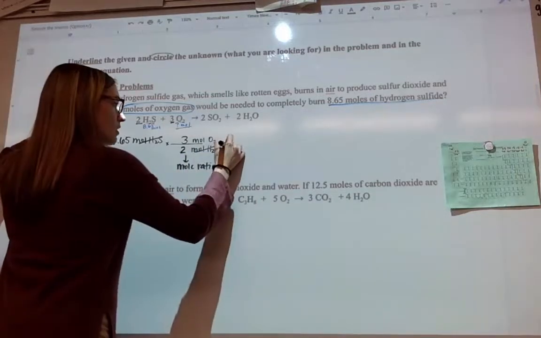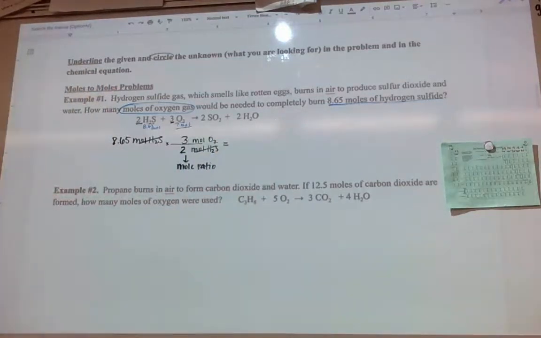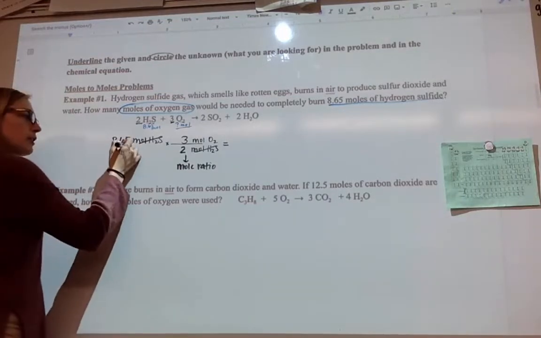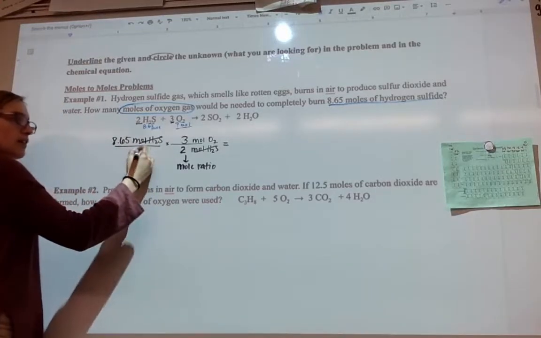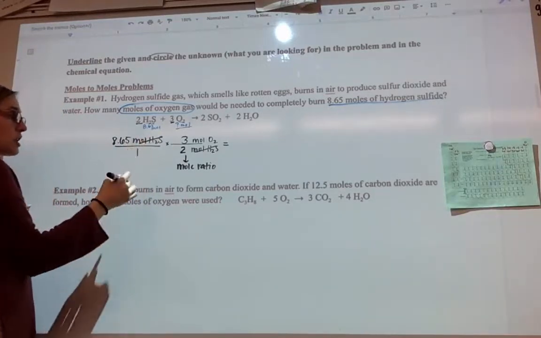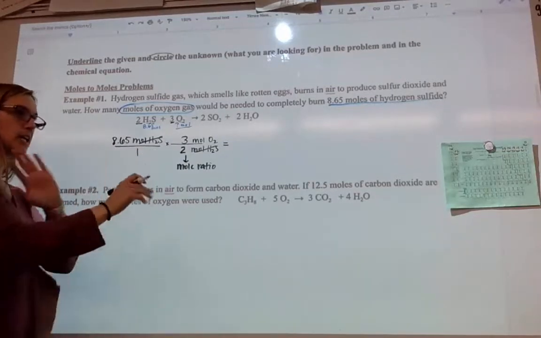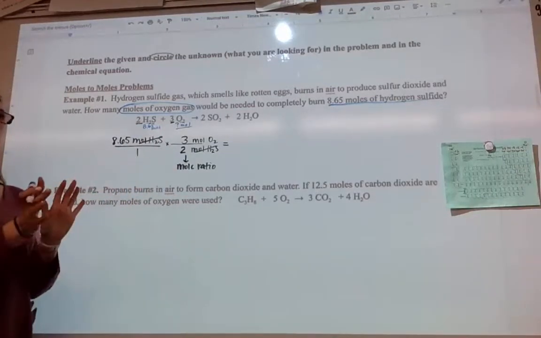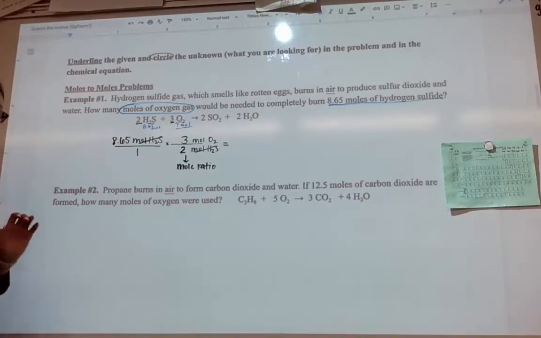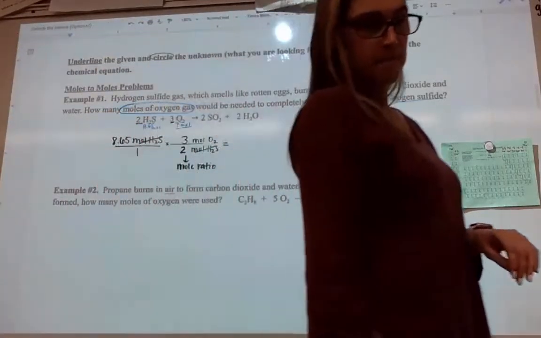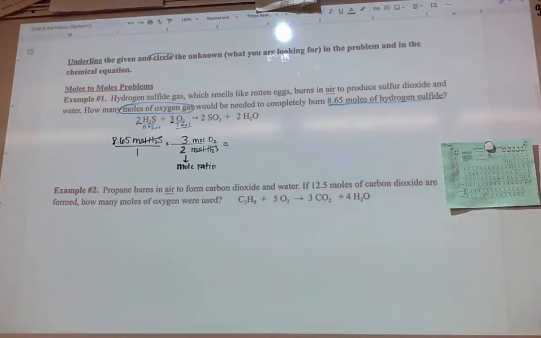So now I can go ahead and just solve. So to solve, remember your given information is not over anything. If you want to put it over something, it's just the number 1. No unit here, nothing else, just the number 1. But this is a numerator. So you do 8.65 times 3 and then divide by 2.